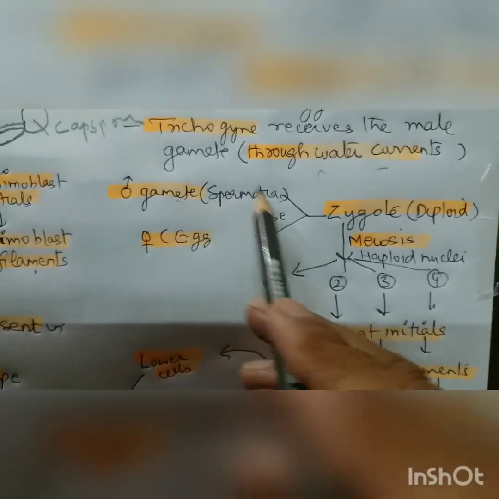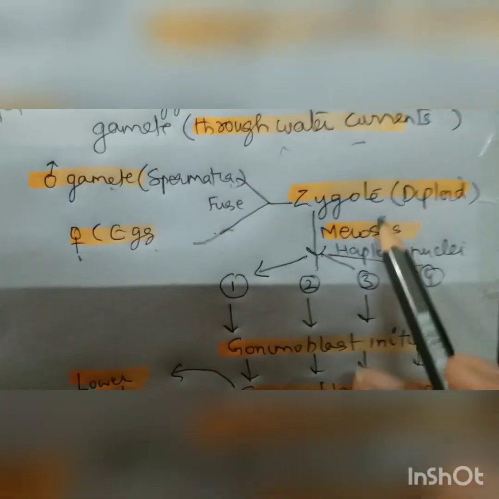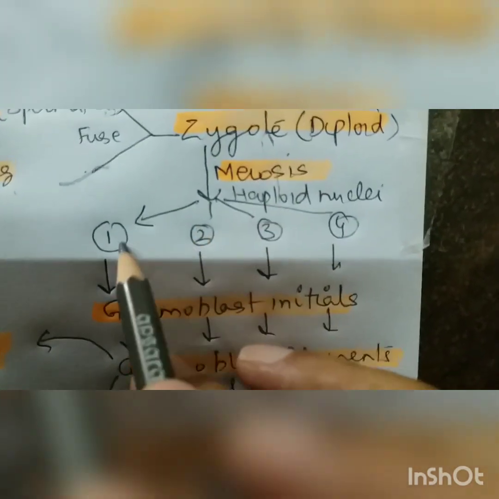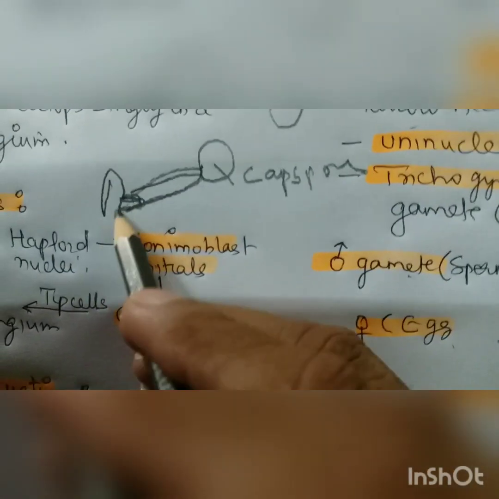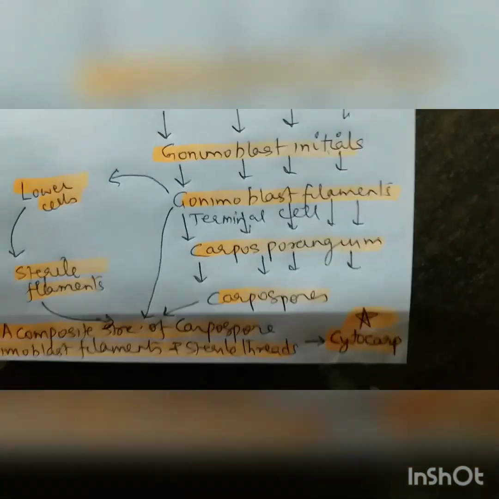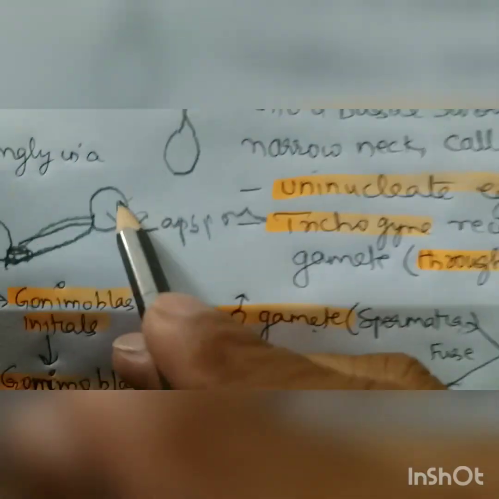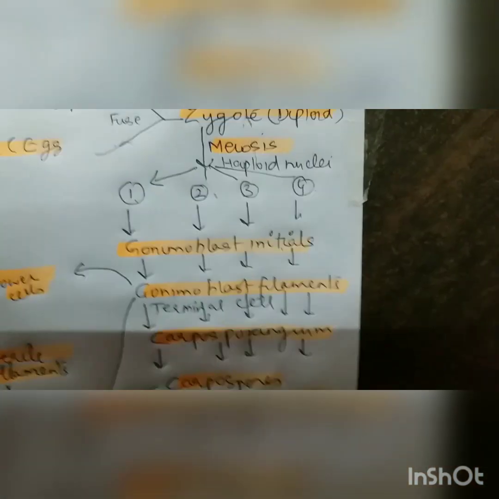So the male gamete, spermatium, and the female egg fuse, right? They fuse to form a zygote, same as what we did here. Zygote is formed, and the further process is the same. Meiosis occurs and haploid nuclei form, 1, 2, 3, 4. And these haploid nuclei are shifted to gonimoblast initials. From the gonimoblast initials, we have the gonimoblast filaments. On the tip of the gonimoblast filaments, we have the carposporangium, and in the carposporangium are present carpospores.